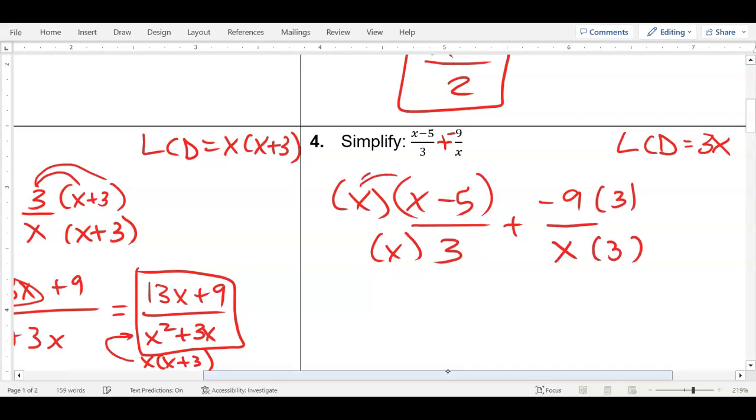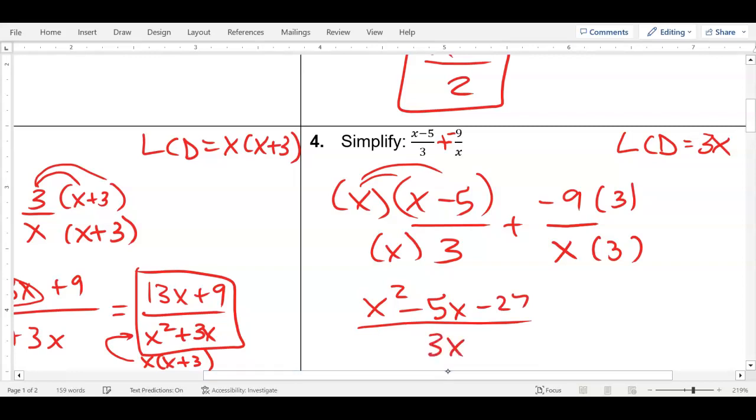So when I do this, I'm going to get x times x is x squared, x times negative 5 is negative 5x, negative 9 times 3 is negative 27, and that leaves me with 3x on the bottom. Cool. You could factor that as well, potentially.